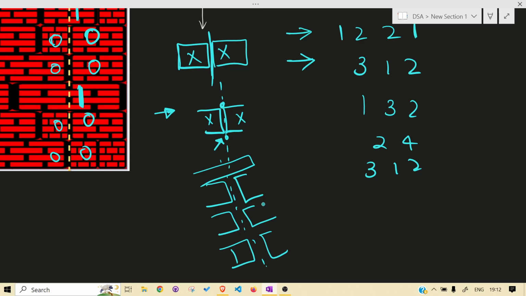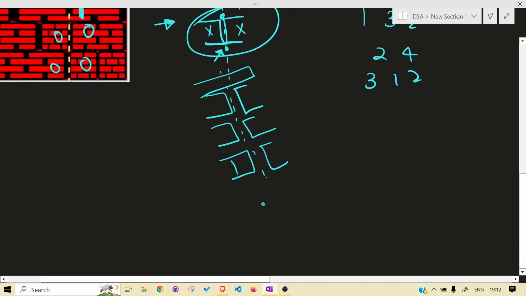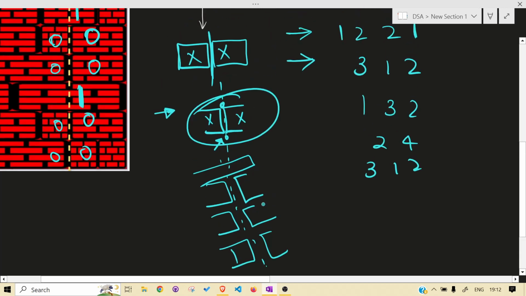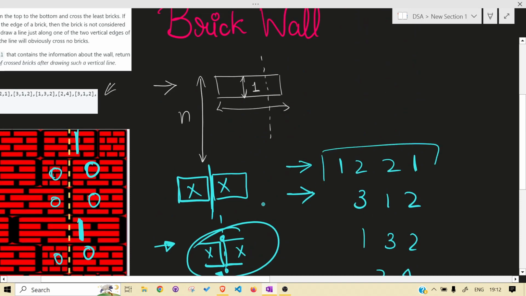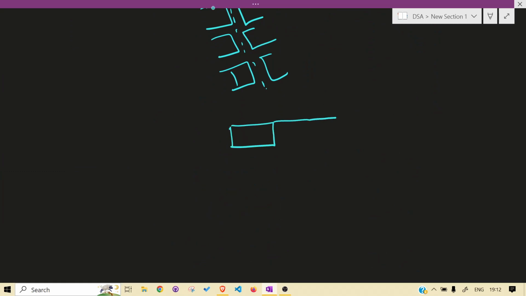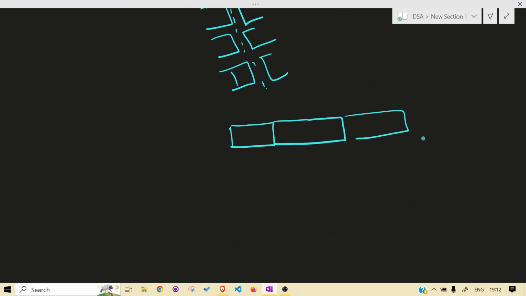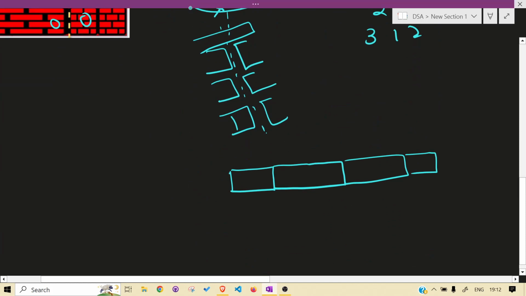Now the problem boils down to this: we need to find this position. How can we find it? Basically, if we draw this structure in bricks, this is one length, this is two length, another is two length, again two length, and again one length. Am I right?